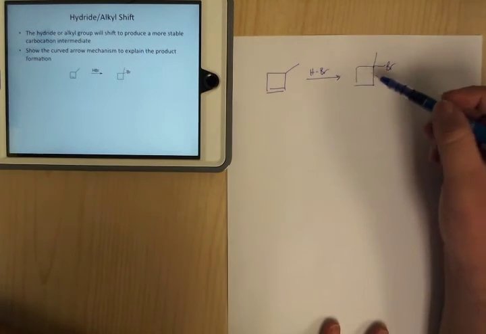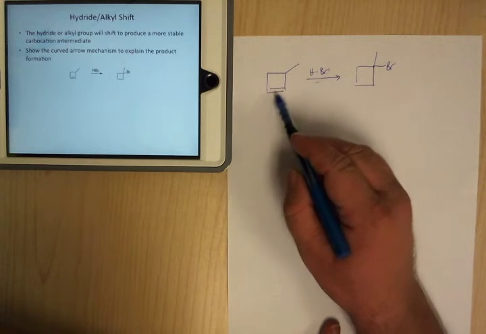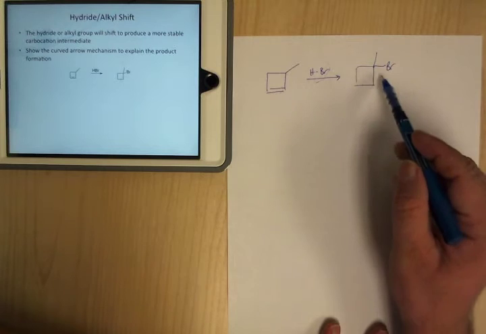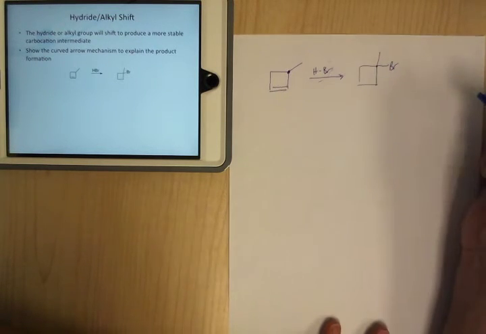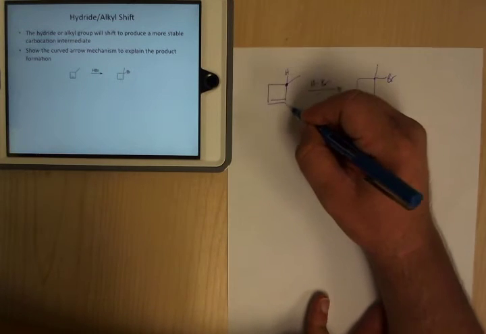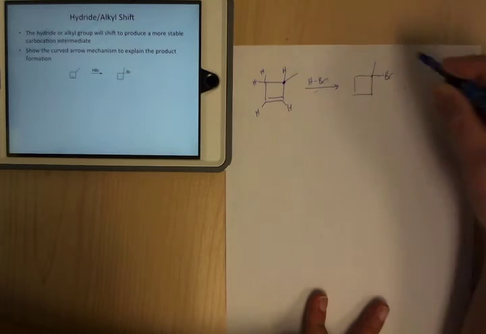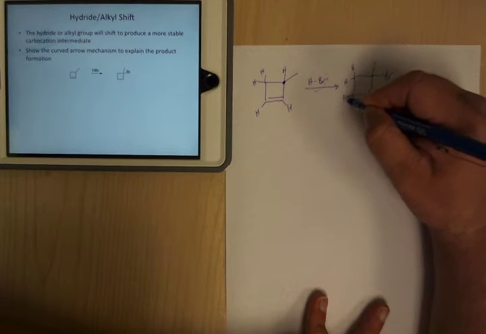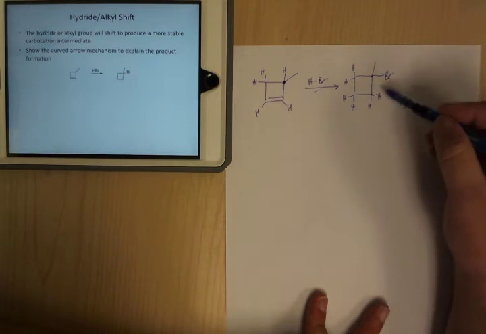How are you going to know that it's a hydride shift? It's because the HBr does not add directly onto this double bond. It's adding here, like that. So usually the best thing to do with this is to just go ahead and draw out all the hydrogens. Sometimes it's easier to see what's going on.